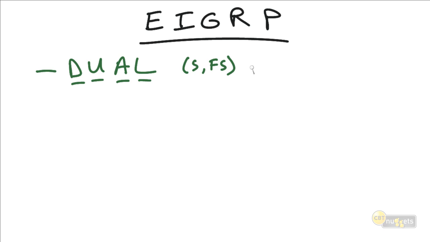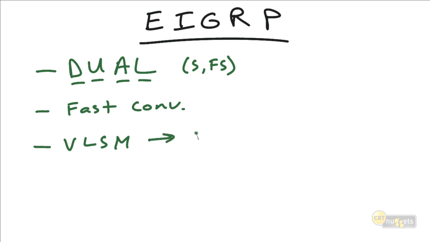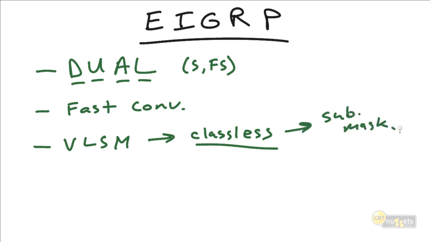With EIGRP, it is very, very fast to converge. So on any brochure for this protocol, you would see fast convergence highlighted. Of course, we can do variable length subnet masking with EIGRP. This is because EIGRP is what we call classless. Remember, a classless routing protocol will send subnet mask information in updates. This is considered good form, and it allows us to variable length subnet mask when we design the IP addressing infrastructure.